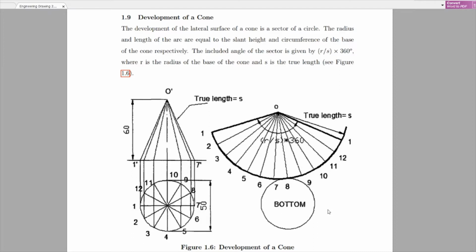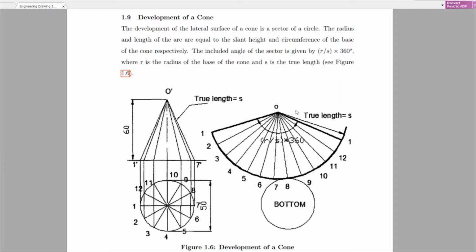Amen. Thank you. All right, so now we're going to look at the development of a cone, right? And the development of the surface of a cone is a sector of a circle, okay? So when you develop the lateral surface of the cone, what you get is a sector of a circle.